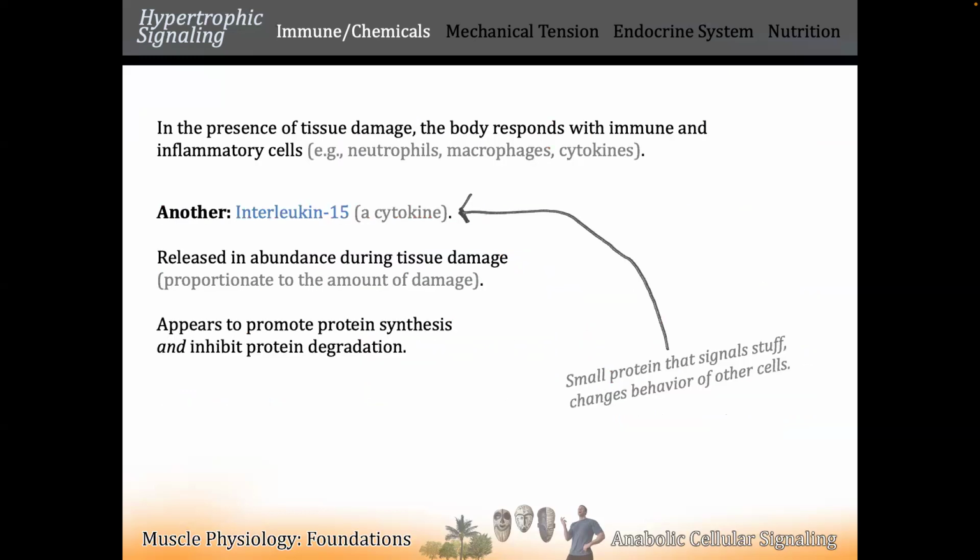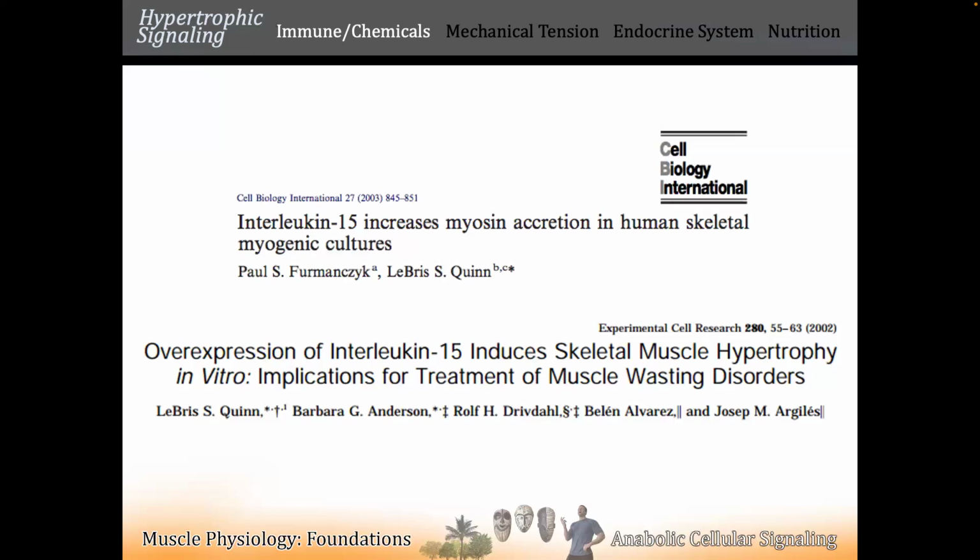Now, if you go to the gym and beat up a bunch of tissue, you'll get a big chemical response, a big inflammatory response. And it's not just prostaglandins. Among the chemicals that get released is IL-15, interleukin 15, inter meaning between, leukin as in a leukocyte. So IL-15 is a cytokine, a small signaling protein that's released during damage. And lots of studies have examined the relationship between IL-15 and hypertrophy. So in the presence of IL-15 overexpression, you translate a bunch of myosin and other proteins.